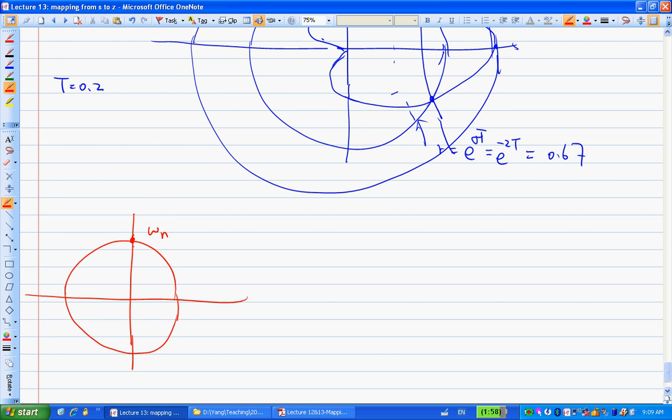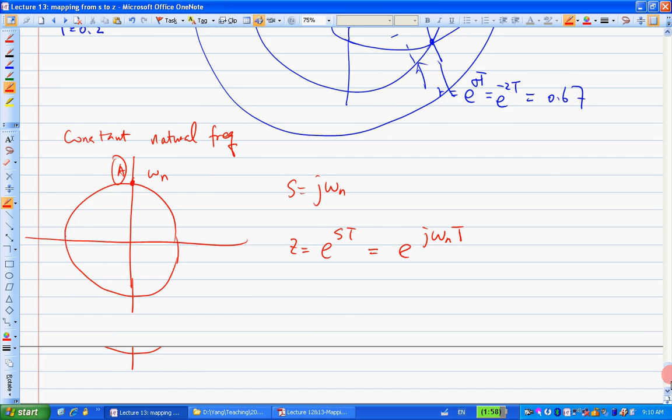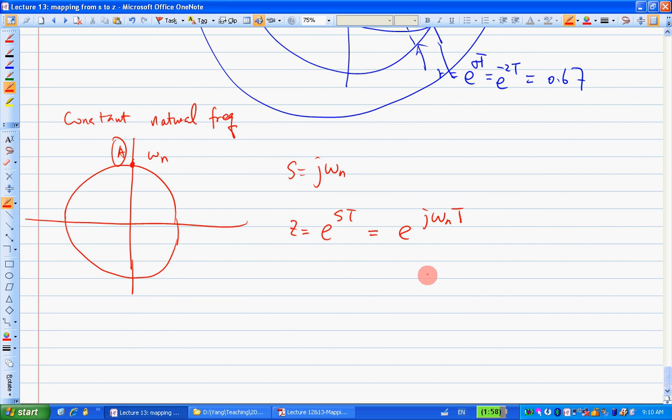So this is omega n here. This is the radius, the constant natural frequency. For this point A, the real part is 0, and S is just j omega n. Then after the mapping, where is it going to be? Z is e^(ST), which equals e^(j omega n T). So it's going to be mapped into the Z plane.